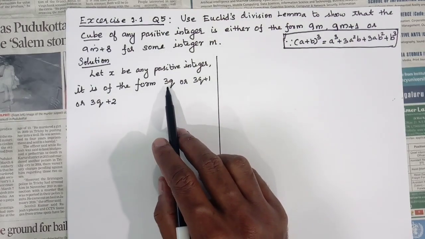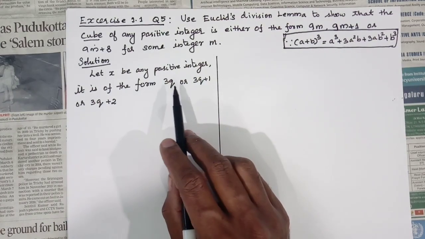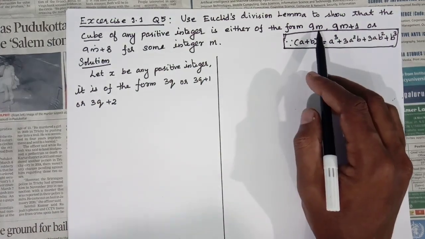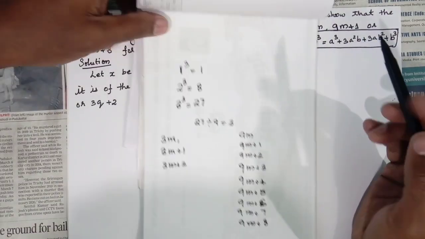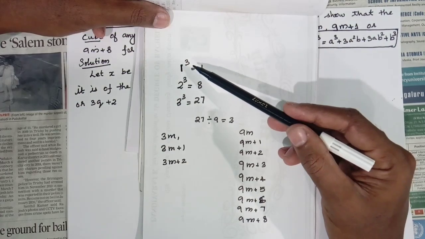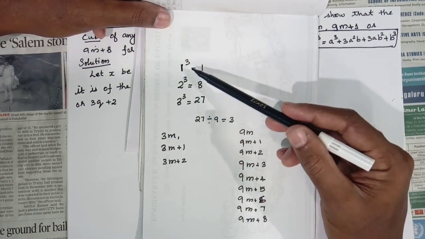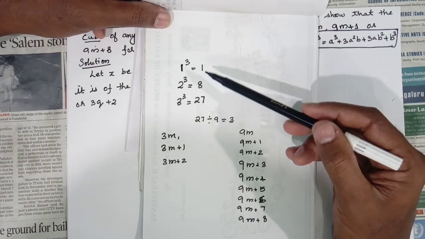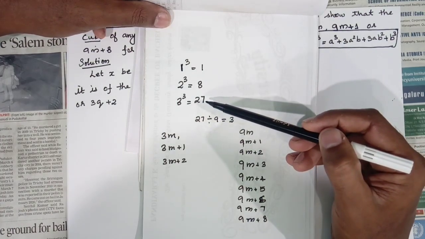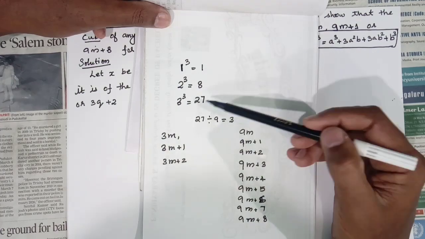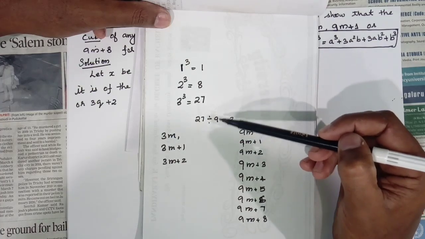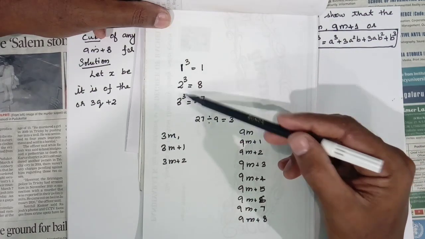So why have we taken the divisor as 3? Why didn't we take 9? The answer is that we have to cube a number. Here I have taken 1 cube, 2 cube and 3 cube. 1 cube is 1, 2 cube is 8 and 3 cube is 27. Among these three numbers, 27 is divisible by 9. So it is enough to take 3 cube.